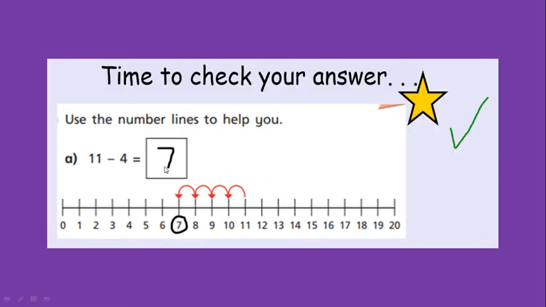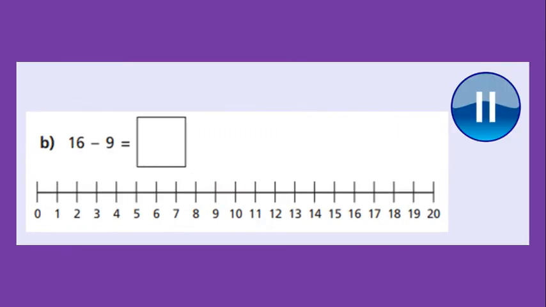Did you all get 7? You can see it's 7 because here is 11, which is where we started. We took away 4, 1, 2, 3, 4, and we landed on 7, which is our answer. Well done, year ones. 11 take away 4 equals 7.